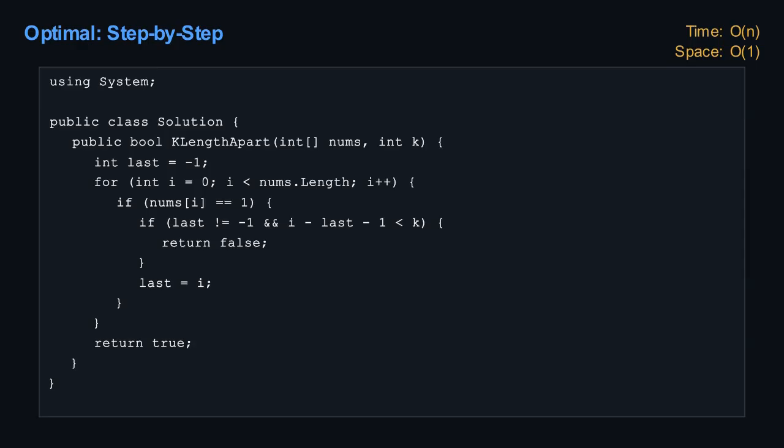At index 4, we find another 1. Now last is 0, so we calculate the gap. 4 minus 0 minus 1 equals 3. 3 is not less than 2, so it's valid. We update last to 4. Index 5 is a 0, index 6 is a 0.